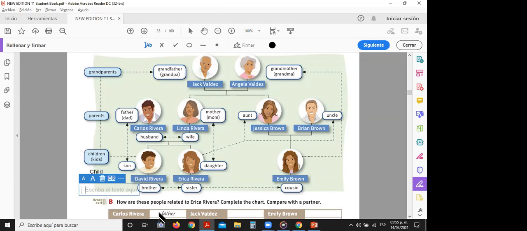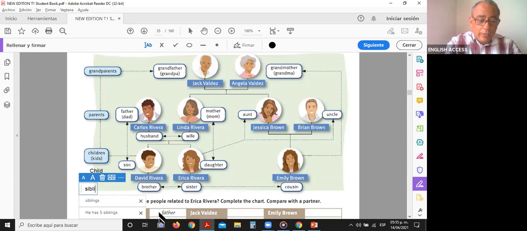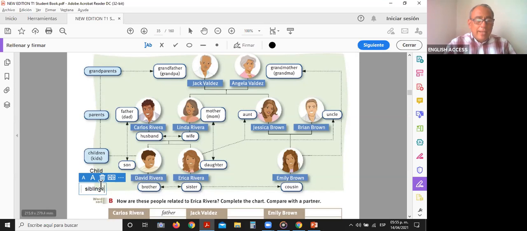Brothers. If you say brothers, Erika Rivera is now a man. If you say sisters, David Rivera is a girl now. So the word for hermanos in general is this one, siblings. Please write it down. Siblings means hermanos. No gender applies, no aplica género. Siblings, hermanos.